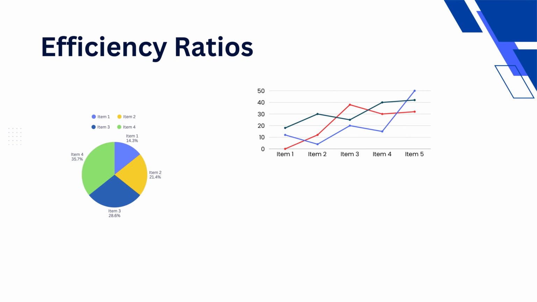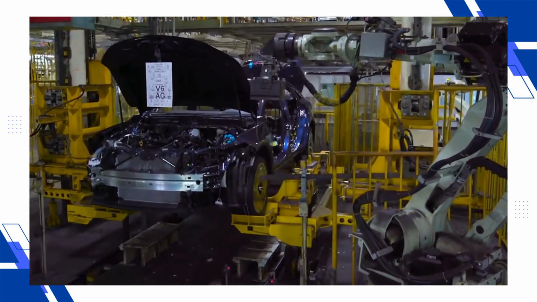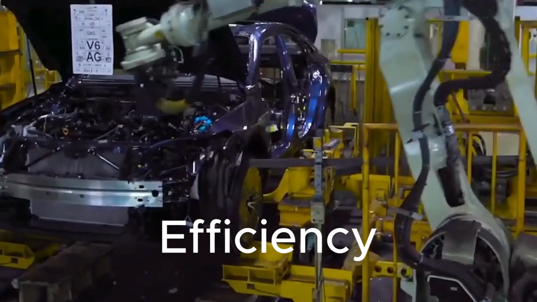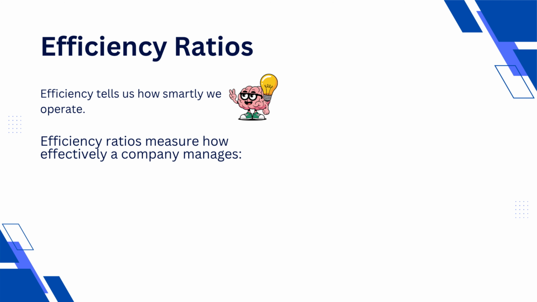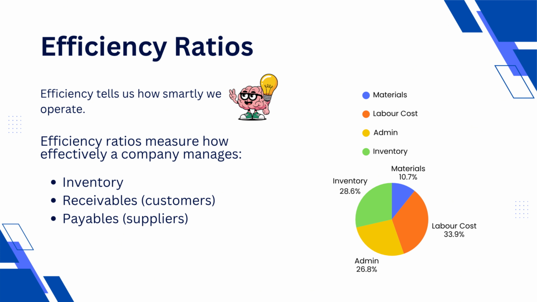Why do some businesses run out of cash, even when they're profitable? The answer often comes down to efficiency. In this video, you will see how efficiency ratios reveal how well and smartly a business operates, using its resources to generate revenue. Efficiency ratios measure how effectively a company manages inventory, receivables, payables, and assets overall.